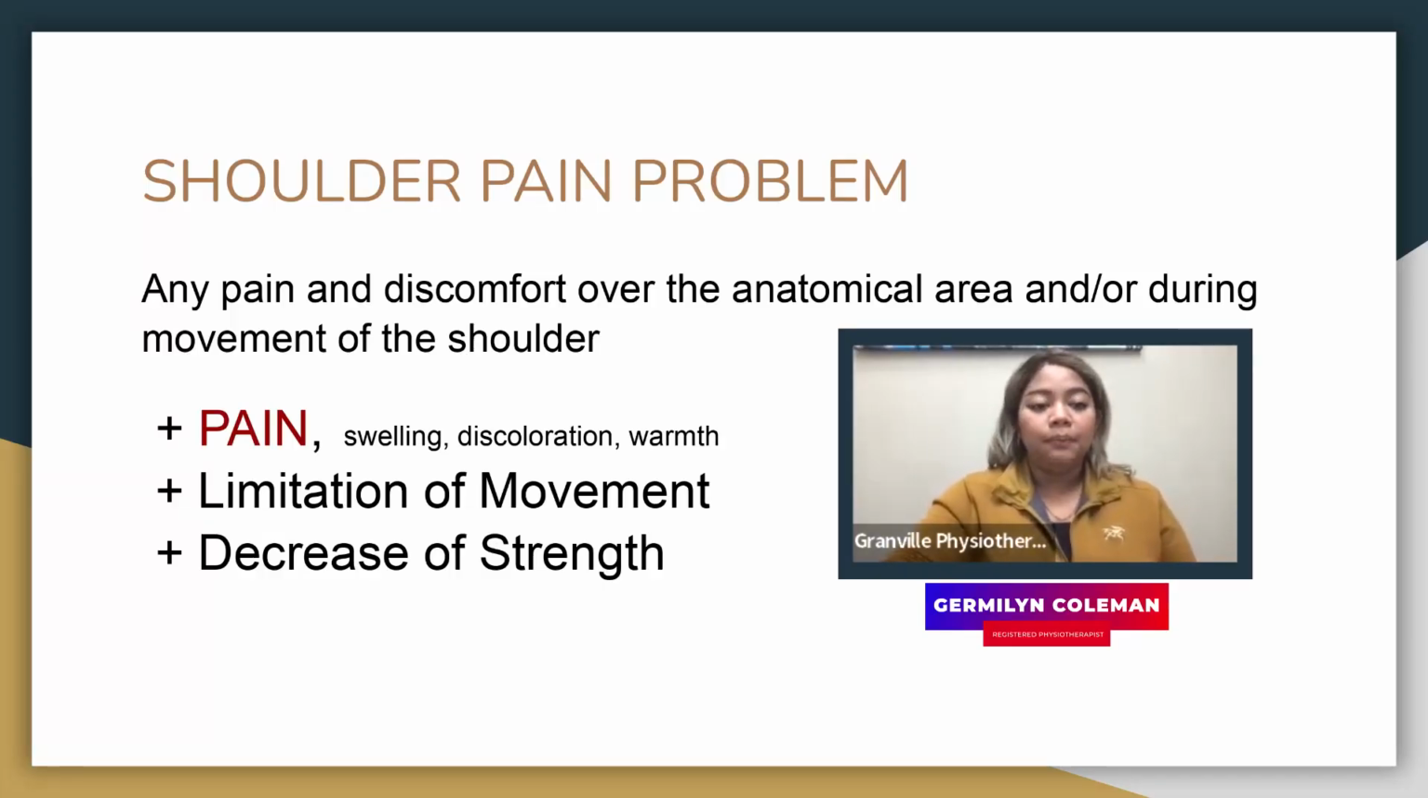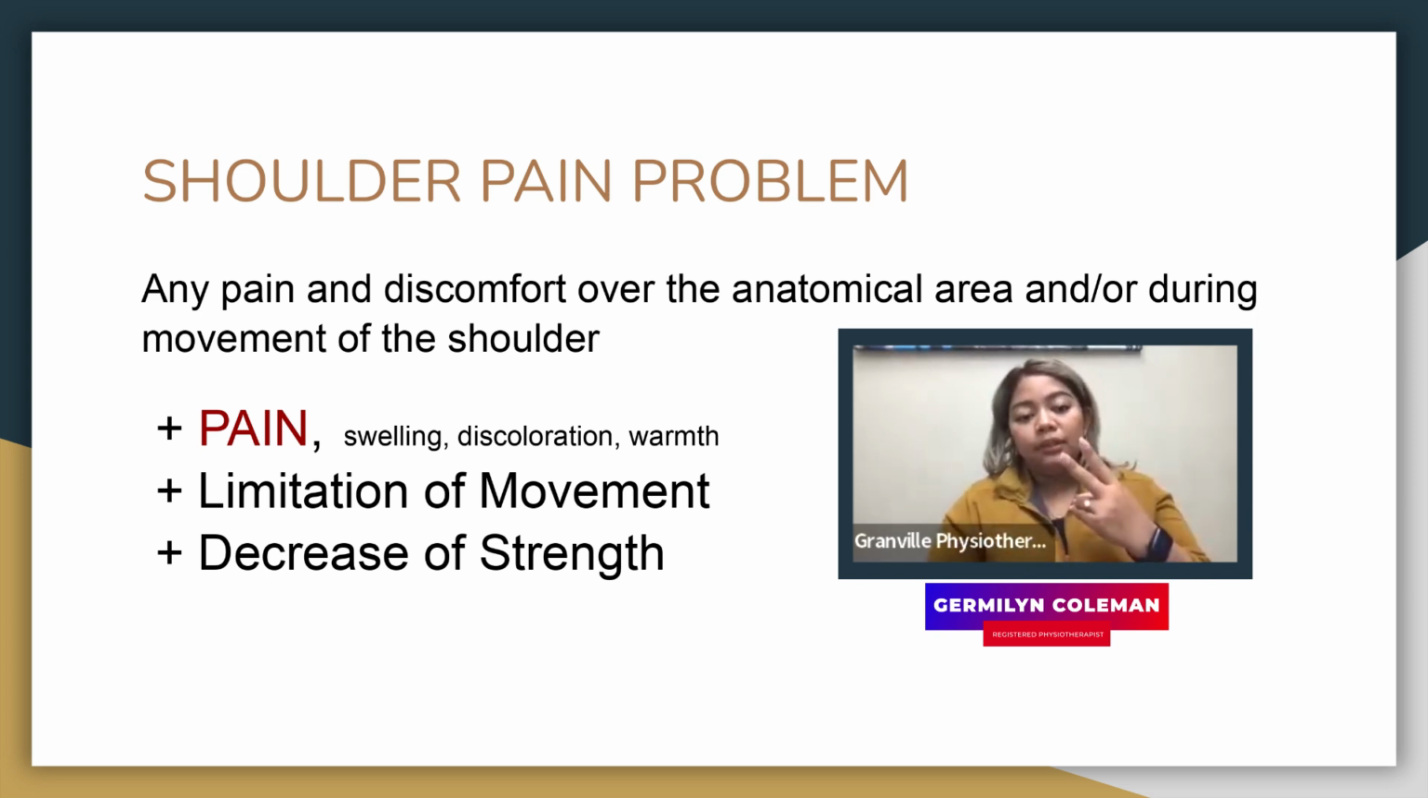Shoulder pain problem. Any pain and discomfort over the anatomical area or during movement of the shoulder is a problem of the shoulder. So one of the common signs and symptoms is pain. There is swelling, so there's a little bump that didn't used to be there. There's discoloration or redness or bruising, and there's warmth.